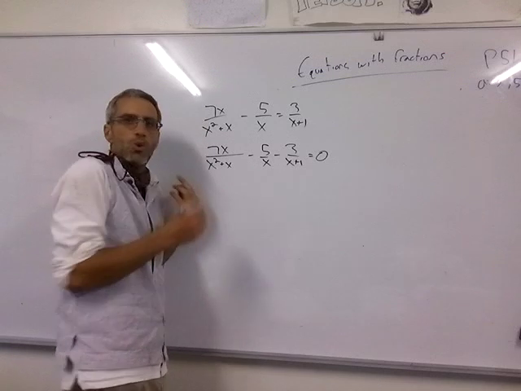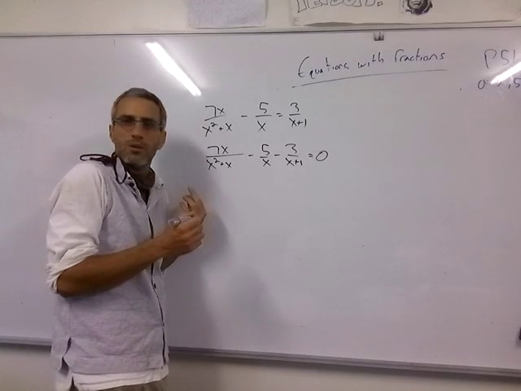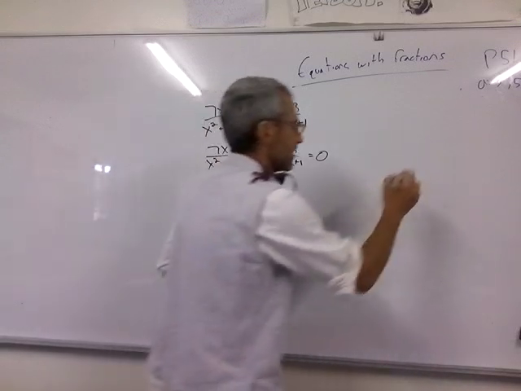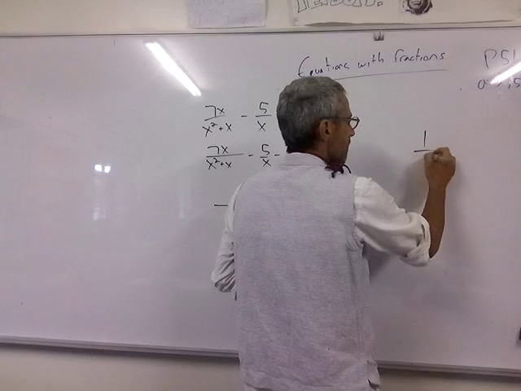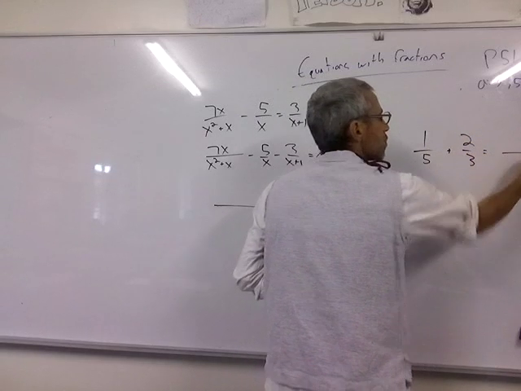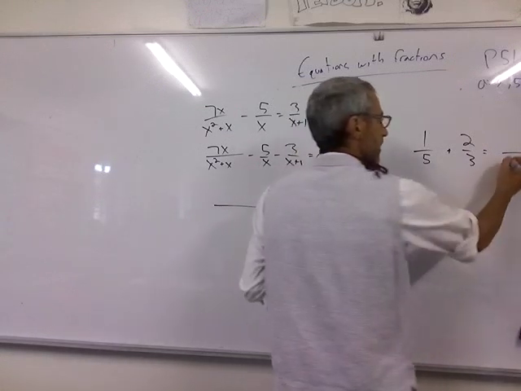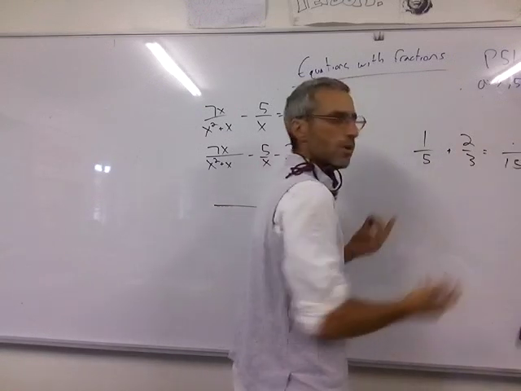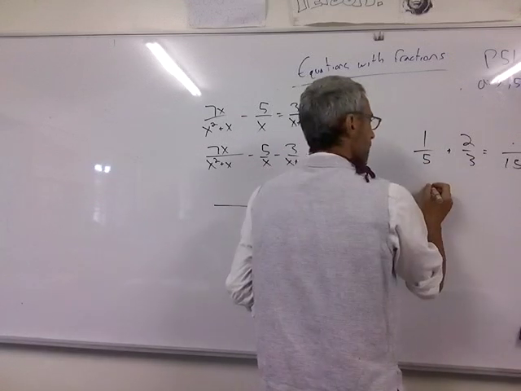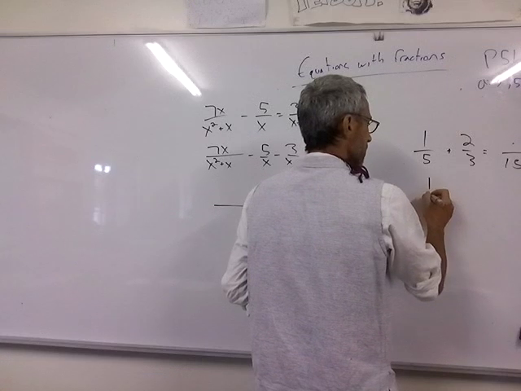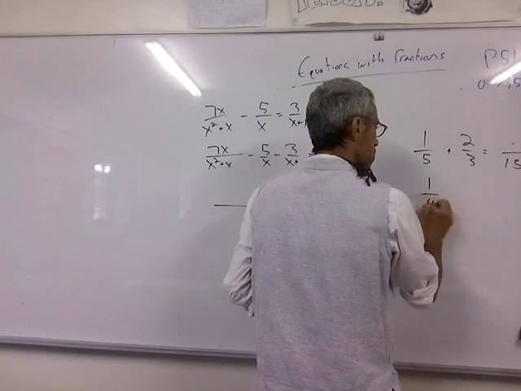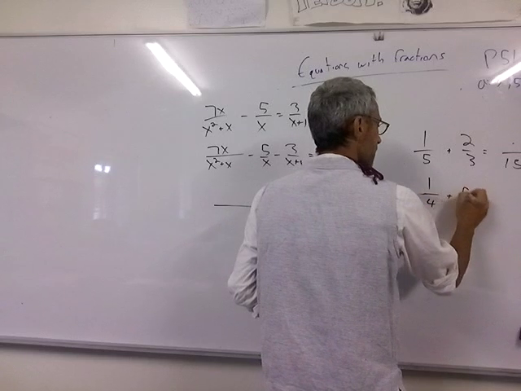Now, what's the next thing to do with these fractions? What are we looking for? The lowest common denominator. Let's just pause here for a second. If I have 1 over 5 plus 2 over 3, what will be the lowest common denominator? 15, right? How do we know it? We do 5 times 3. Are we happy with that? What if we had 1 over 4 plus 5 over 6?